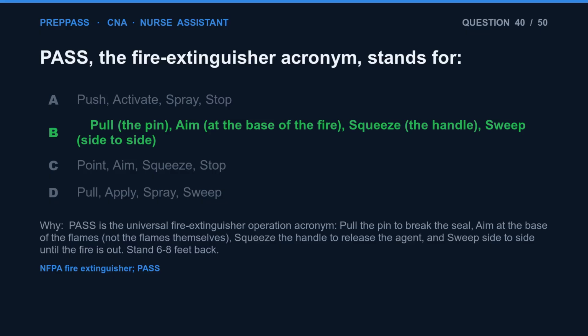The correct answer is B. PASS is the universal fire extinguisher operation acronym. Pull the pin to break the seal, aim at the base of the flames, not the flames themselves, squeeze the handle to release the agent, and sweep side to side until the fire is out. Stand 6 to 8 feet back.